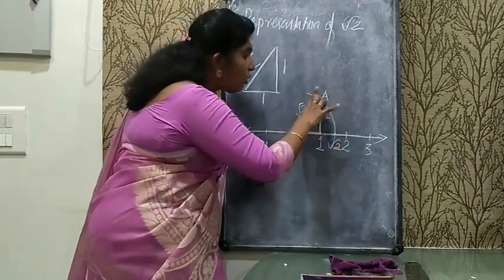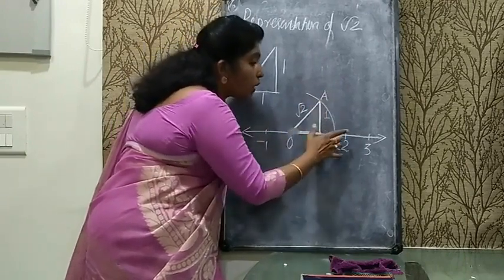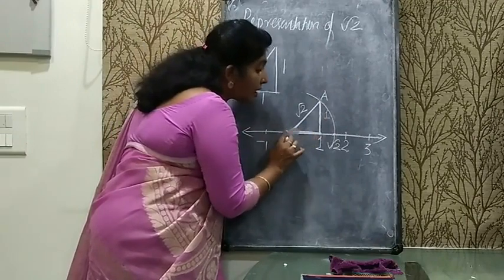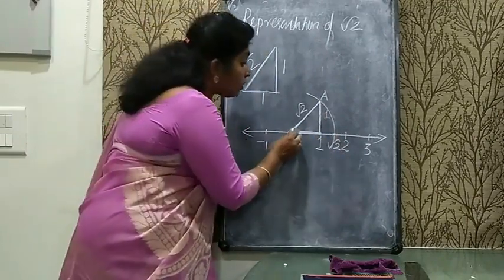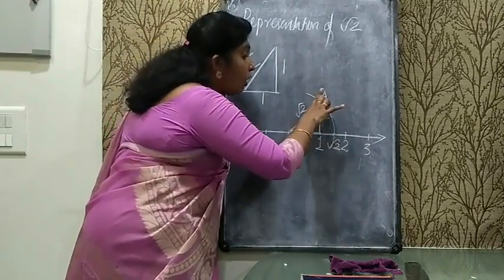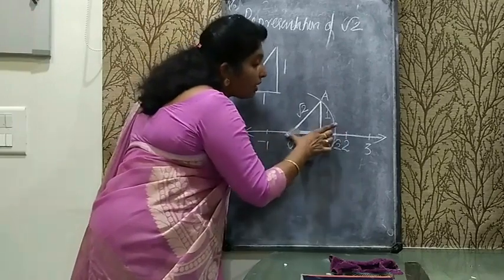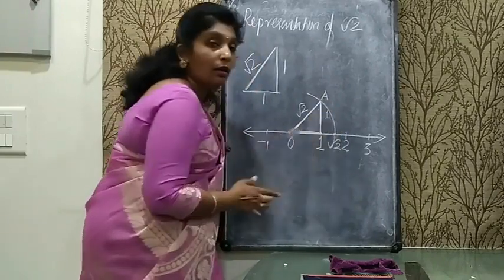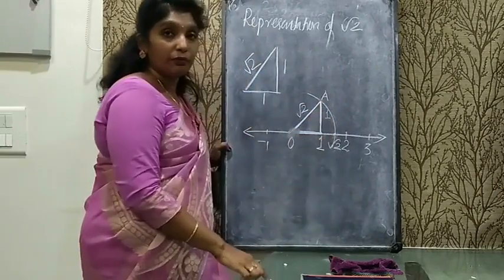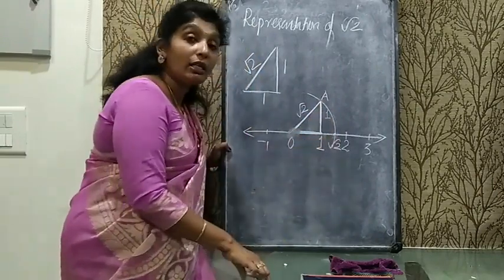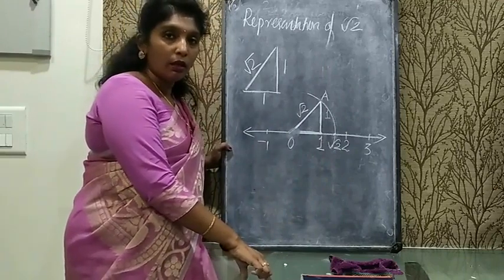Just you see now, we drew an arc. It means the distance from here to here and the distance from here to here is the same. That is the reason from here to here on a number line we are getting root 2. When we kept the compass in this way, the distance from 0 to A and the distance from 0 to this point is the same. That is why this root 2 measurement automatically came here. So this point is root 2. Okay? Clear?